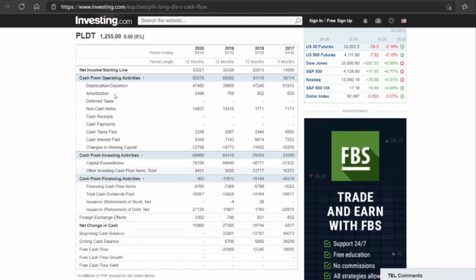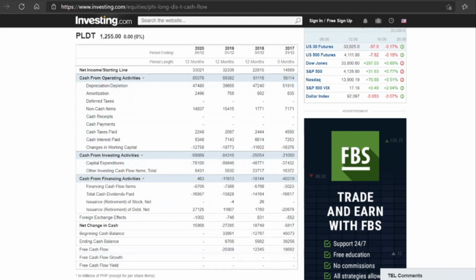Now, let's look at PLDT's free cash flow. So now we can see PLDT's cash flow isn't growing at a steady pace. They even have a negative free cash flow in 2019. This means that their capital expenditures are more than what they get from their main business activities. So this isn't a check for us for PLDT.